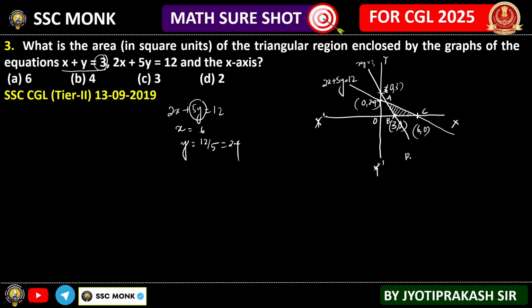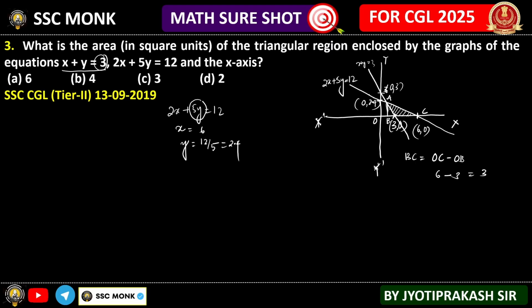BC value I can take as OC minus OB. Yes or no? From this total, if I take out OB, I will get BC. Now OC is equal to what? 6. OB is equal to what? 3, because this was 3 distance and this is 6 distance. So BC is equal to 3. So what is my base? 3. Now if I have to calculate this, it will be called the height.